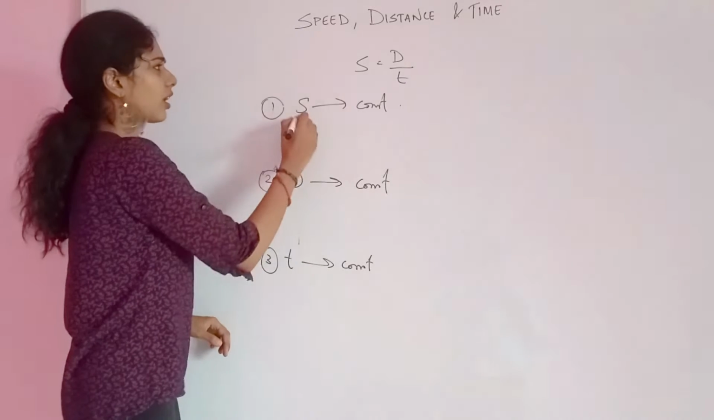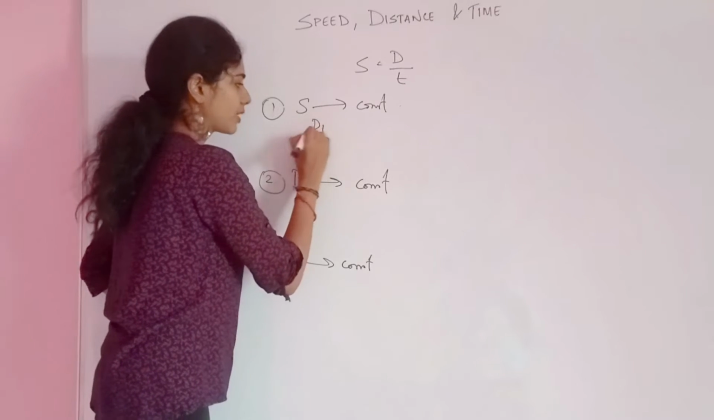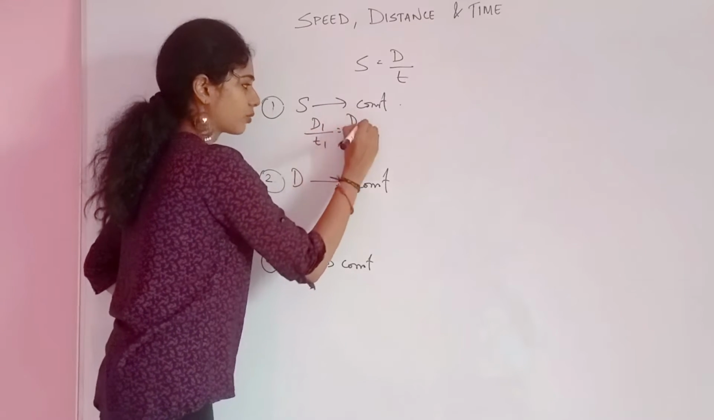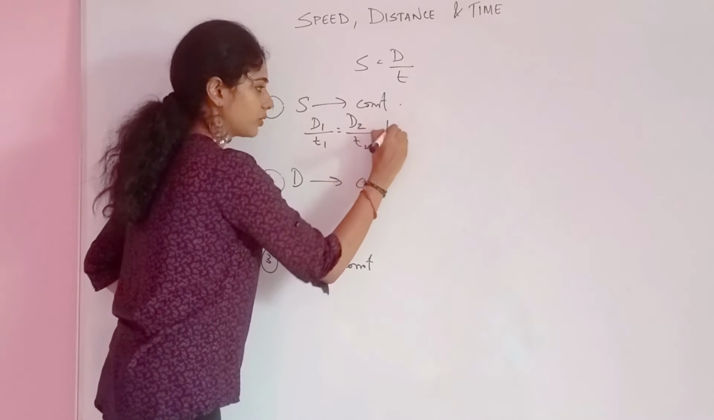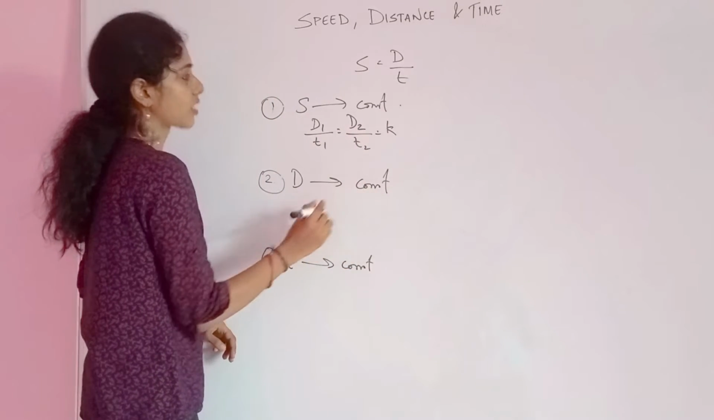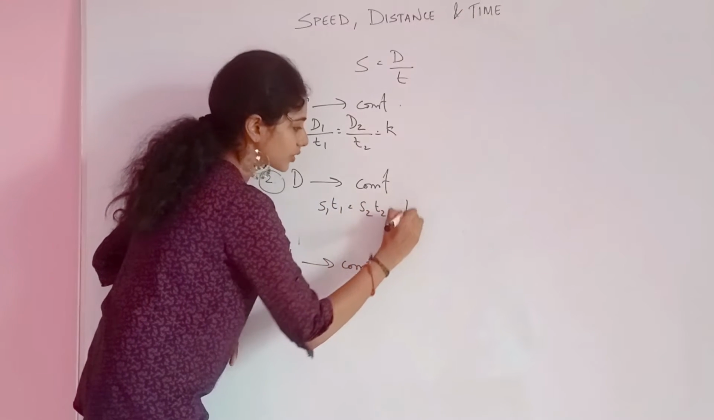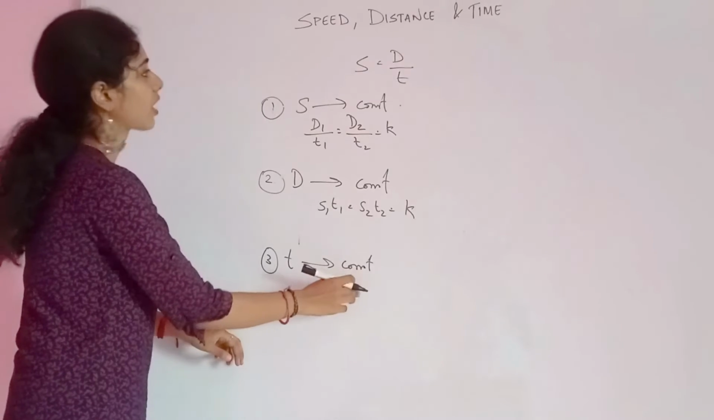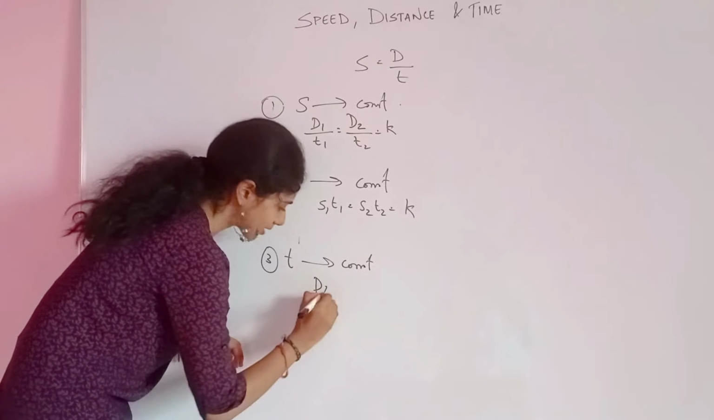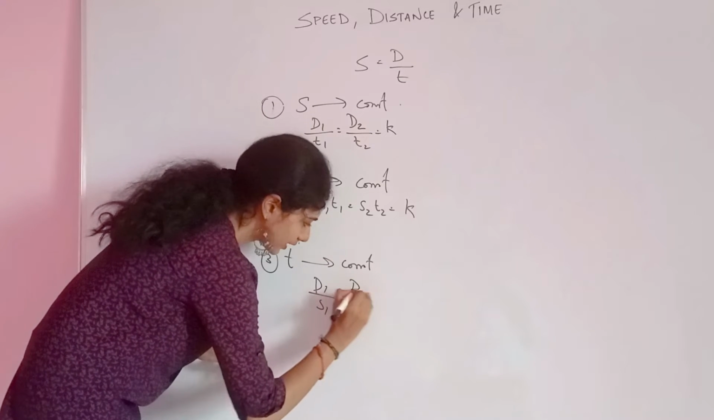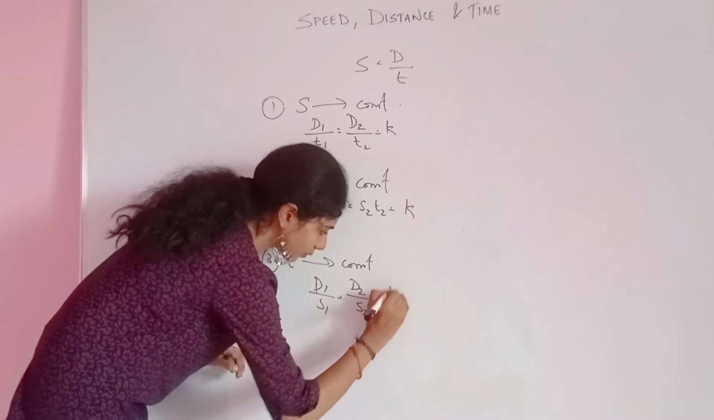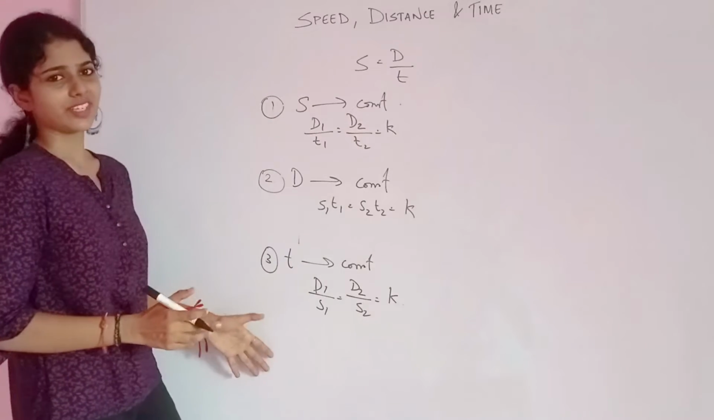So fine. If speed is constant, what happens? d1 by t1 is equal to d2 by t2 is equal to constant k. Similarly, if d is constant, s1 t1 is equal to s2 t2 is equal to constant k. And if time is constant, then d1 by s1 is equal to d2 by s2 is equal to constant k. You would be like, yeah, I know all of these.